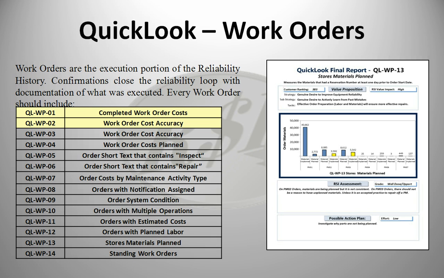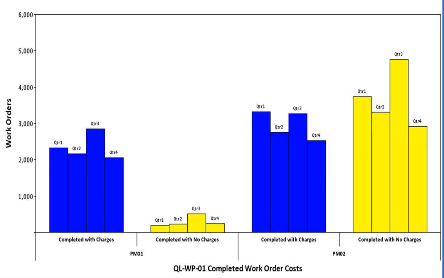Within the order section, we will briefly discuss completed order costs and order cost accuracy. This graph represents completed order costs. The yellow shows trends by quarter of orders closed without charges.